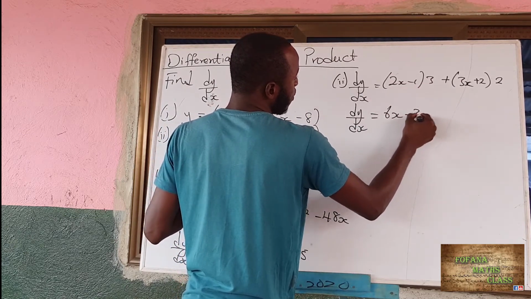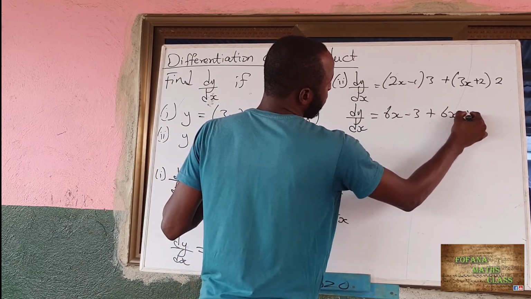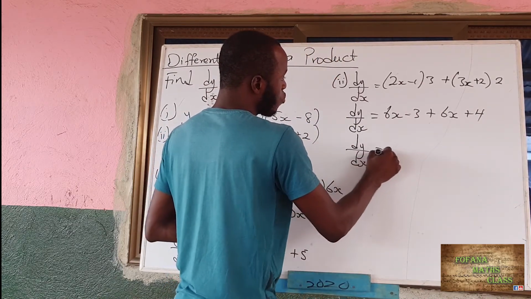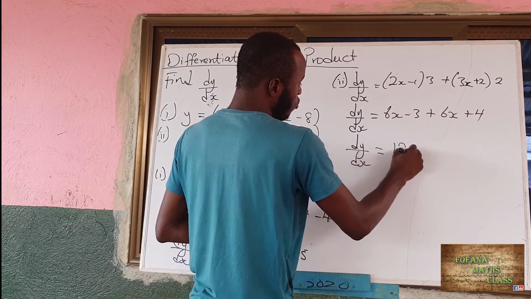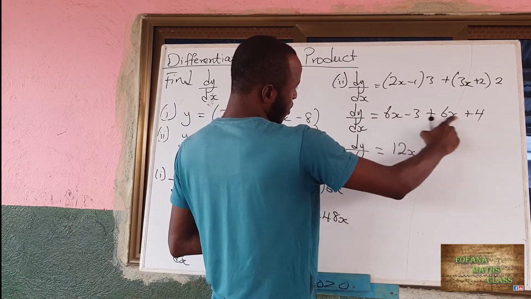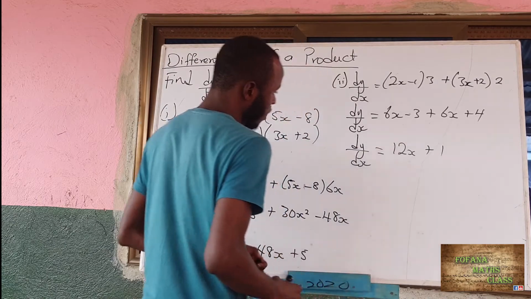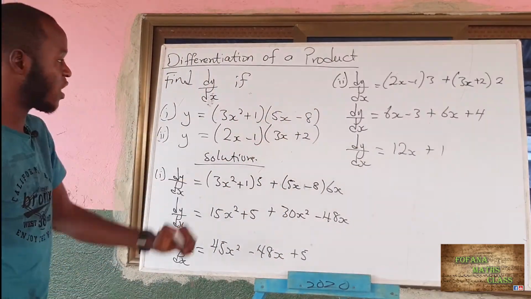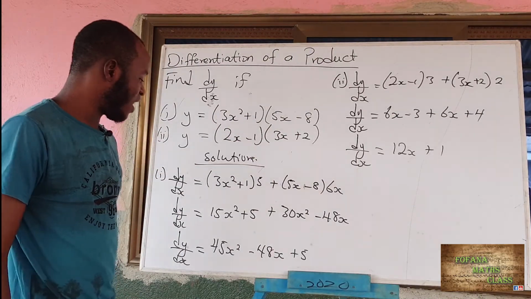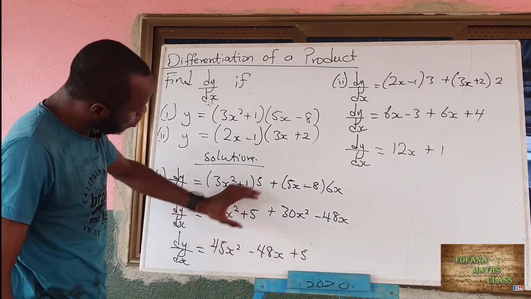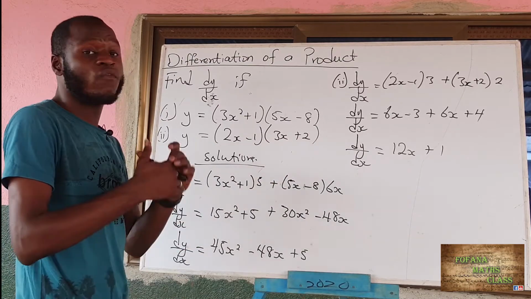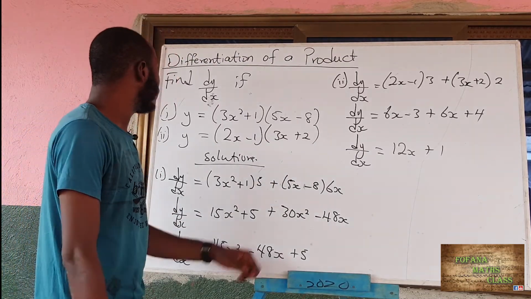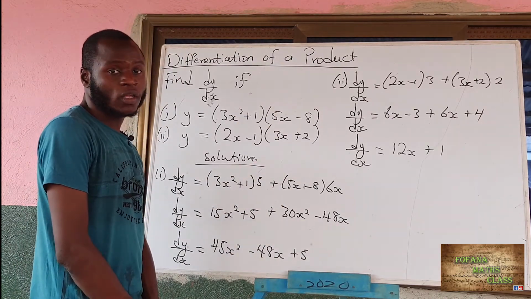So now dy/dx, expanding the bracket, will be equal to 6x minus 3 plus 6x plus 4. So dy/dx will be equal to 6x plus 6x, we have 12x, and minus 3 plus 4, we have plus 1. When you compare these two solutions with the first two examples that we did, you'll realize that we obtained the same results as we obtained when we used the formula to solve the differentiation. So this will be the end of the product rule of differentiation.